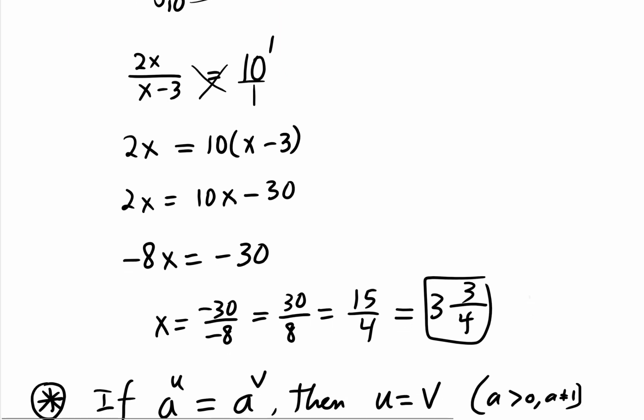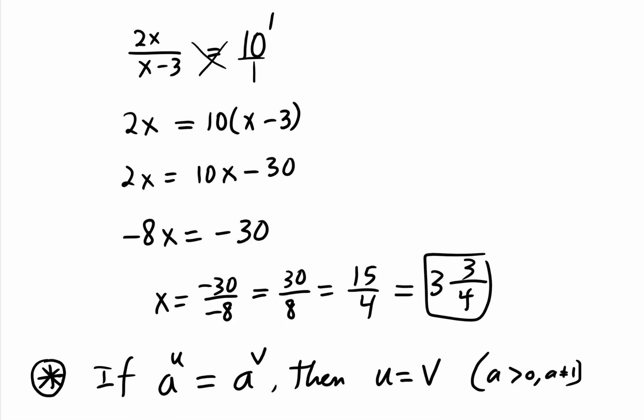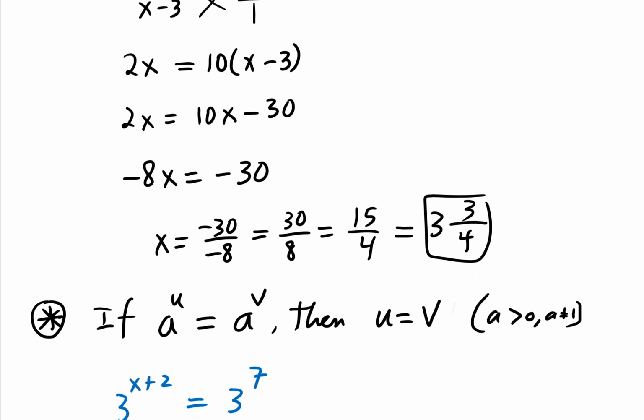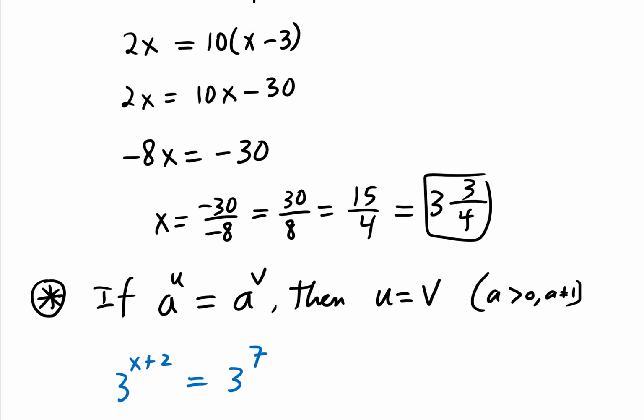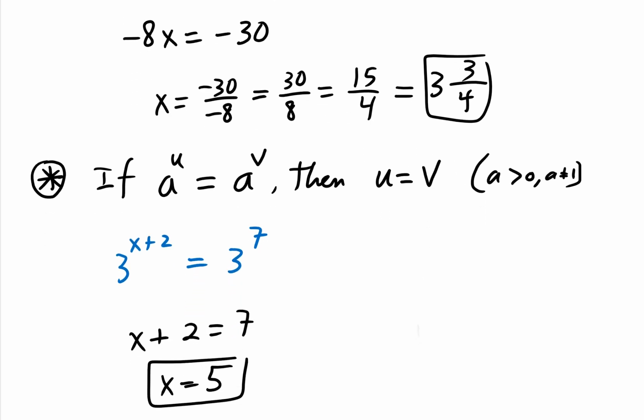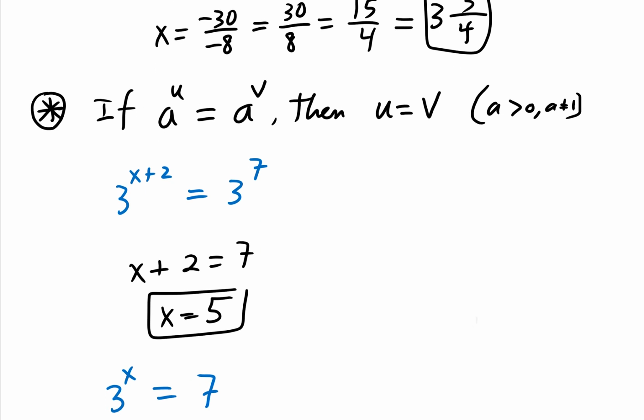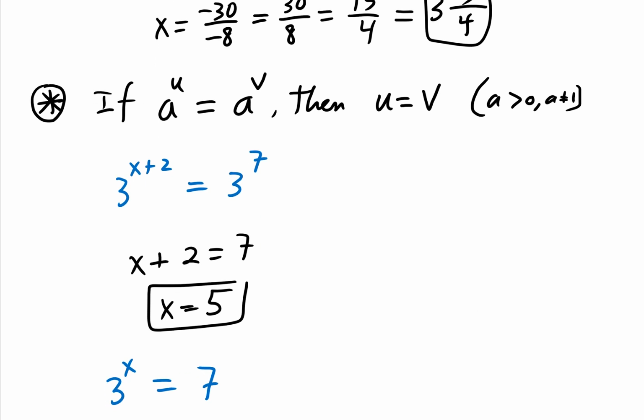Next one. That's about an exponential function. The exponential property says if a to the u equals a to the v, then u equals v. So you have 3 to the x plus 2 equals 3 to the 7. In order for these to be the same, because the bases are the same, the exponents should equal each other. So we set x plus 2 equals 7. So x is 5. Next one, 3 to the x equals 7.